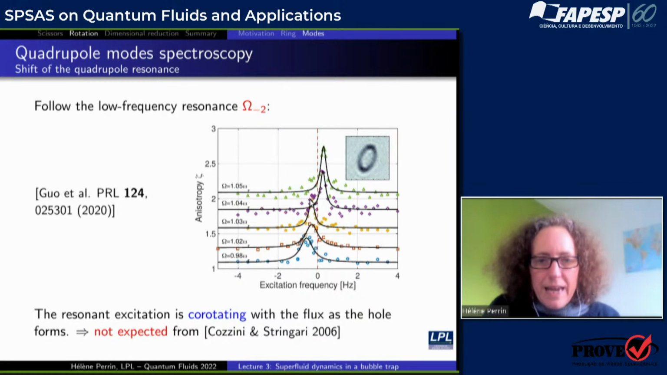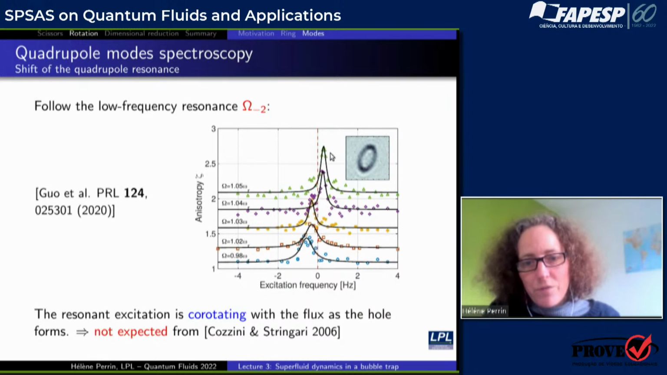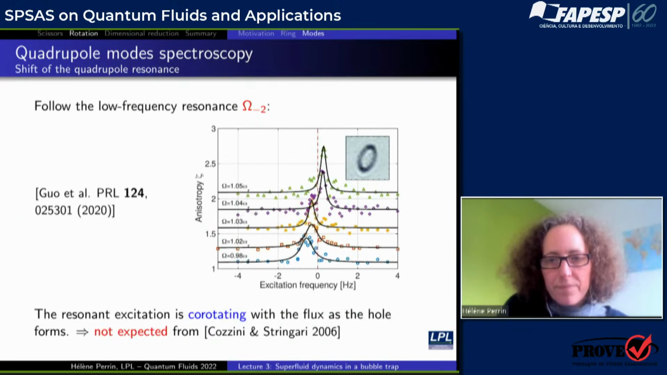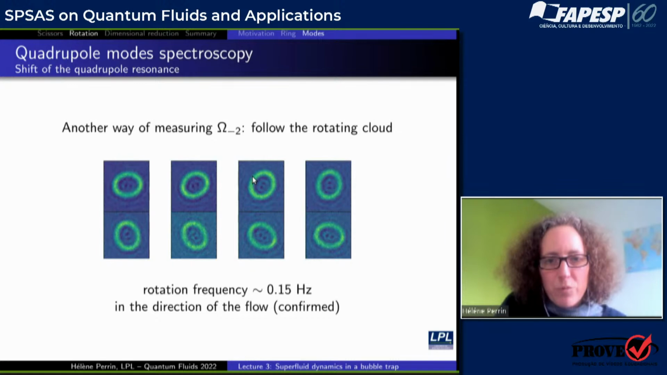And what you see is that now the frequency changes sign. Change of sign means that instead of rotating against the direction of the flow, it rotates in the direction of the flow. So this change of sign of the resonance is not expected from theory, from this graph. It is a surprise. And it is completely clear because if we look now at the direction in which the deformation rotates, there is no doubt that it is rotating.